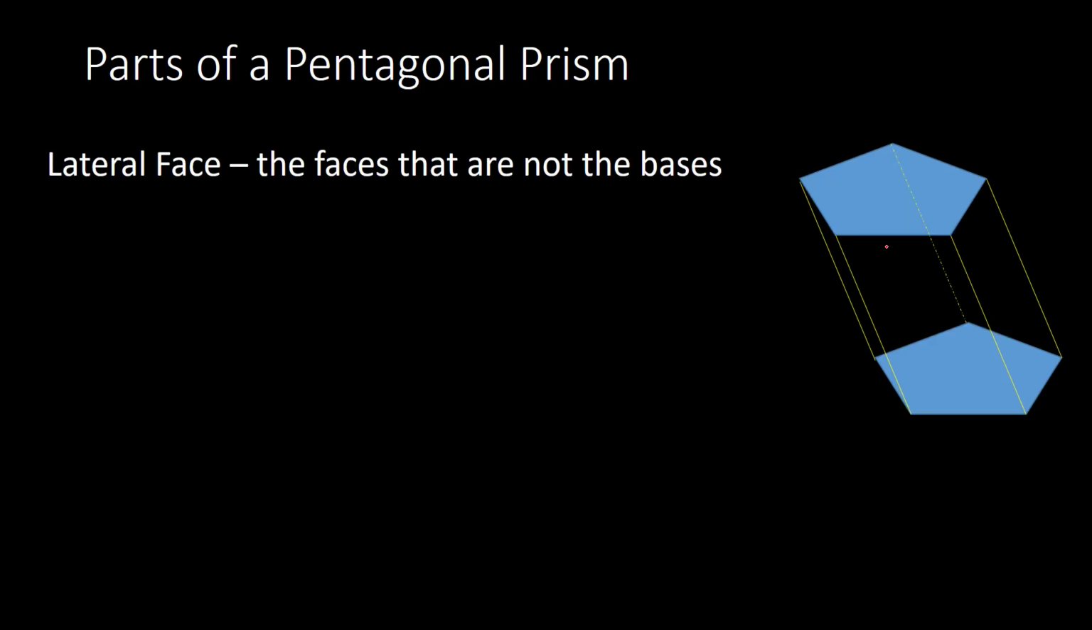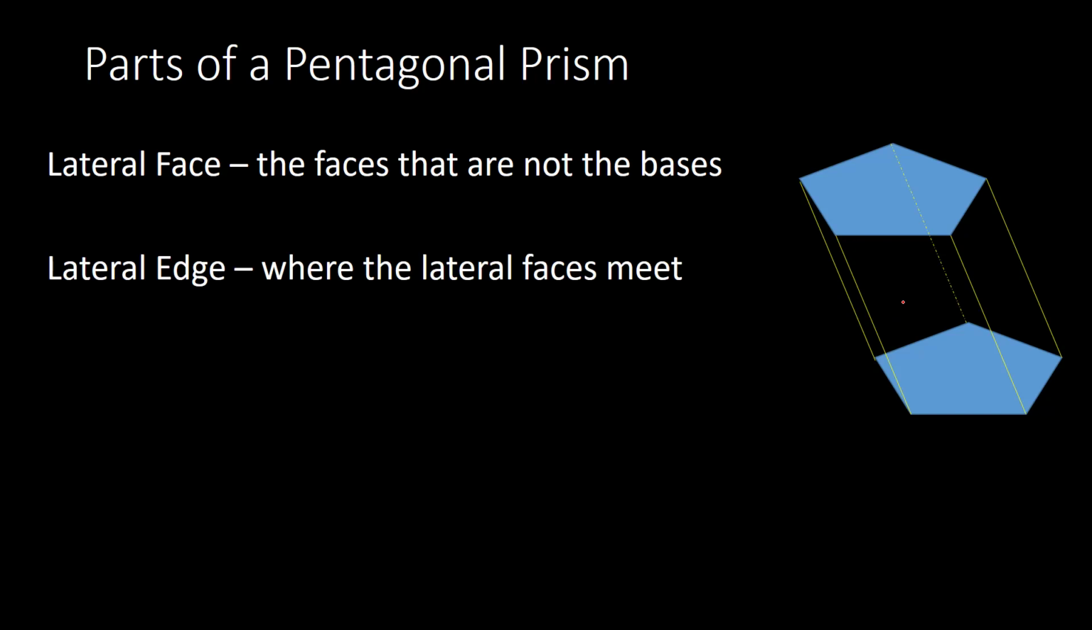We also have lateral faces, which are the faces that are not the bases. So everything that is not the top and the bottom would be a lateral face, meaning each of the parallelograms that are on the sides would all be lateral faces. And then lateral edge is where those faces meet. So these yellow lines going down, that would be your lateral edges.